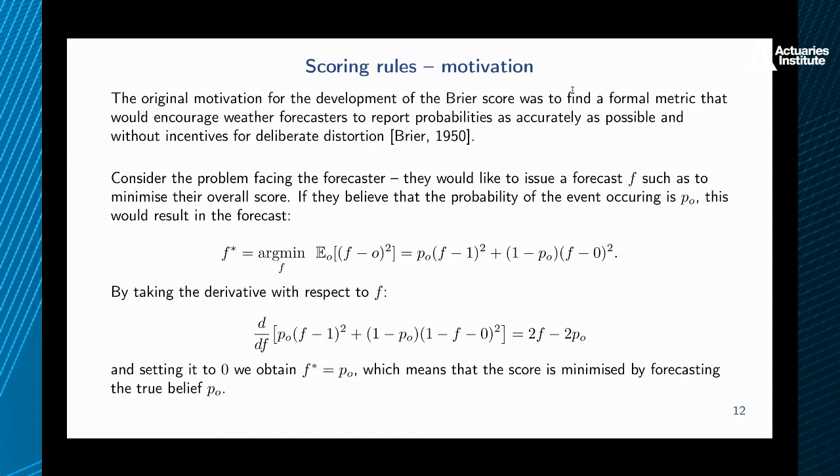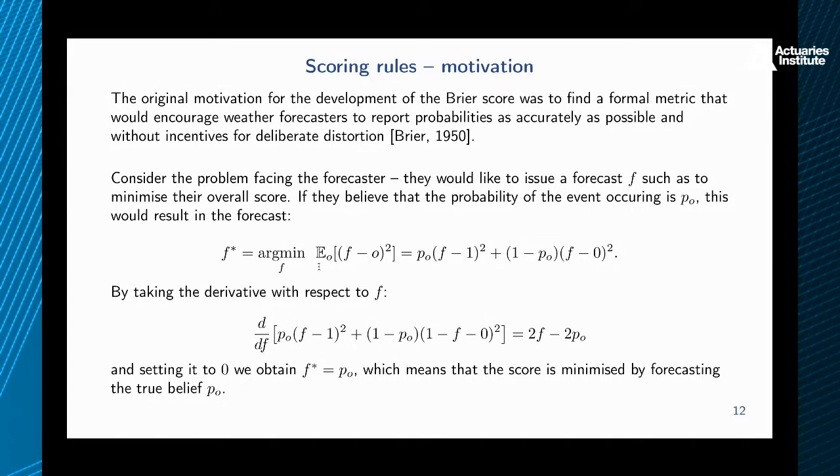So the forecaster would like to issue a forecast F. It's just a number in this case, just the probability of a binary event. But so as to minimize the score, or the penalty that would be incurred on the scorecard. And if the forecaster believes that the true probability of the event occurring is P0, that's the forecaster's best belief about the outcome.